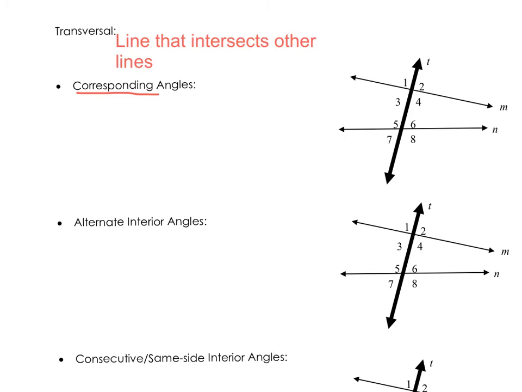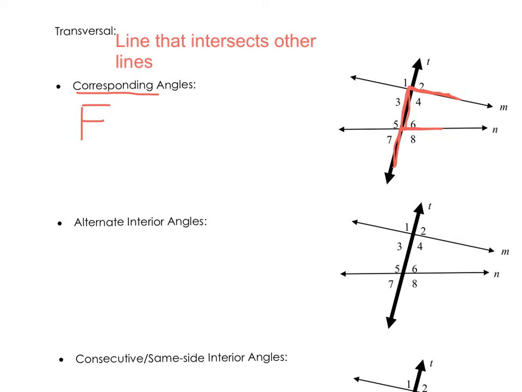Okay? So what I want you to do is trace around angle 4. Angle 4 is in the upper foursome, and it's in the lower right position. So if we look at 1, 2, 3, and 4, angle 4 is in the lower right position. So go down to the lower foursome, and which angle is in the lower right position? Well, that would be angle 8. Whenever you trace corresponding angles, they make an F. So again, corresponding angles are angles that have the same position, and they make an F.